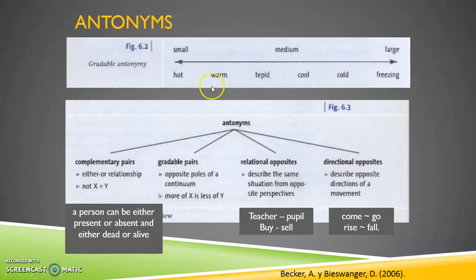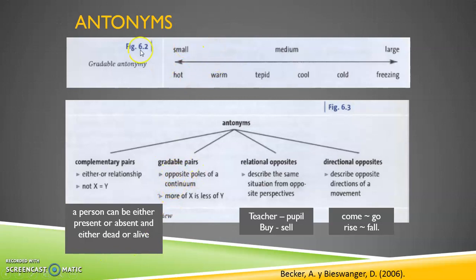With antonyms, we have opposite meanings. We have gradable antonymy: small, medium, and large, and within that hot, warm, tepid, cool, cold, freezing. It's gradable. Then we have complementary pairs. A person can be either present or absent, either dead or alive. A person can't be both present and absent, or both dead and alive. So it's an either-or relationship, where not X is the same as Y. Complementary pairs.